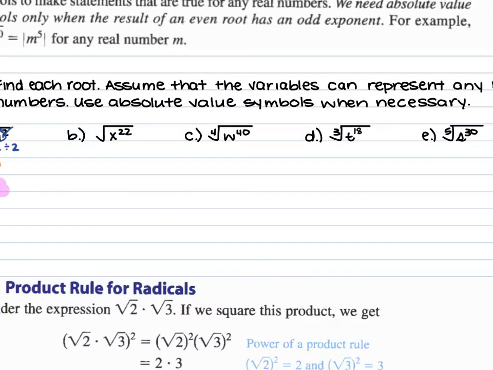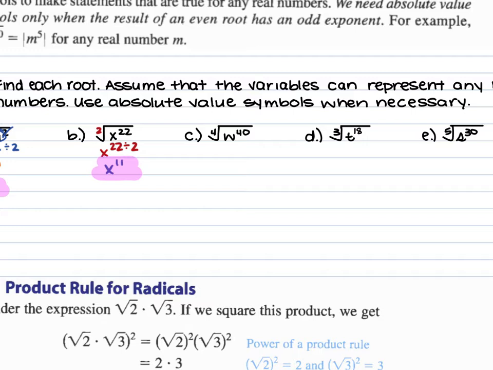For example B, we have the square root of x to the 22nd power. So with this one, we don't have an index. It is an invisible 2. So we're just going to do the x to the 22nd power divided by the 2. So this is going to give us x to the power of 11.